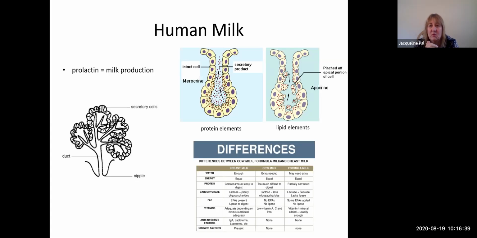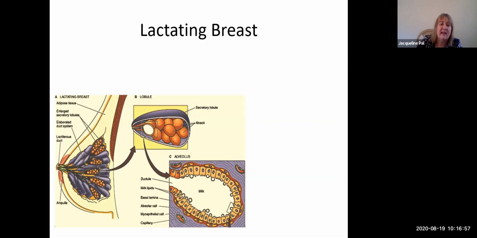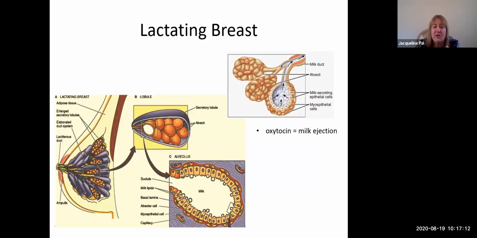And when you do switch over to cow's milk, it must be full fat for at least 12 months because we need to make those myelin sheaths. Remember, they're not fully formed at all until the first few years of that child's life. All right, so the lactating breast now is making lots of protein, lots of lipids. We're going to have some apocrine secretion, some merocrine secretion, and what triggers the milk ejection is oxytocin.